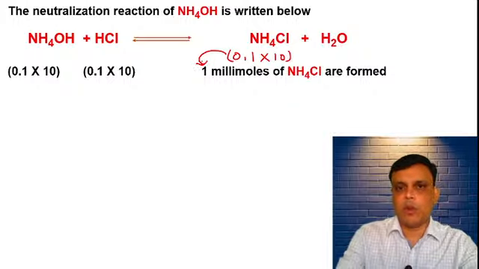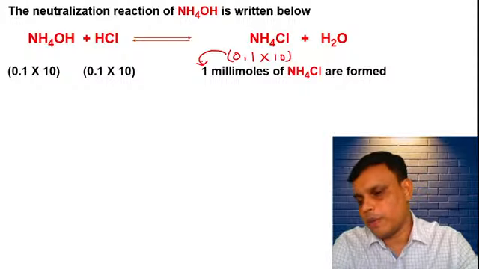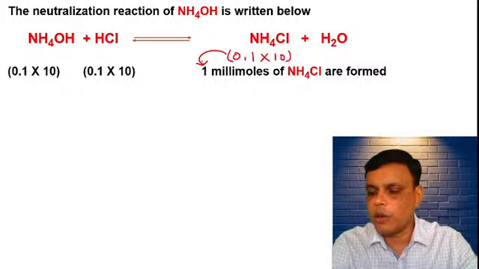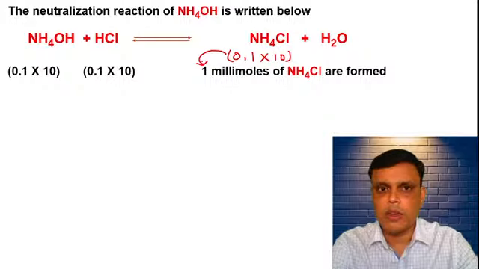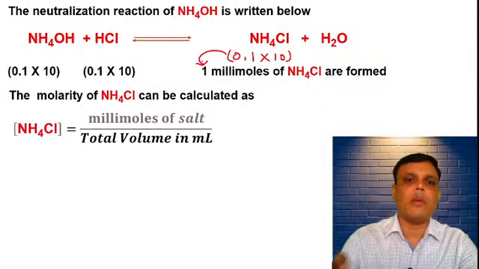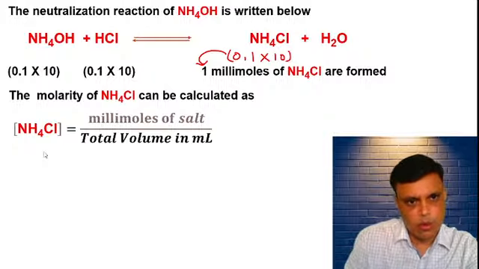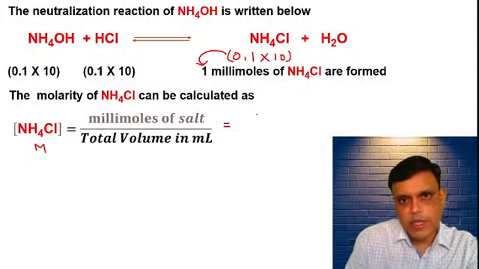Next we have to find out the normality of ammonium chloride. How will you calculate the molarity or normality of ammonium chloride? It is equal to millimoles of ammonium chloride formed divided by total volume. See this equation: molarity of ammonium chloride, M, is equal to millimoles of salt divided by total volume.